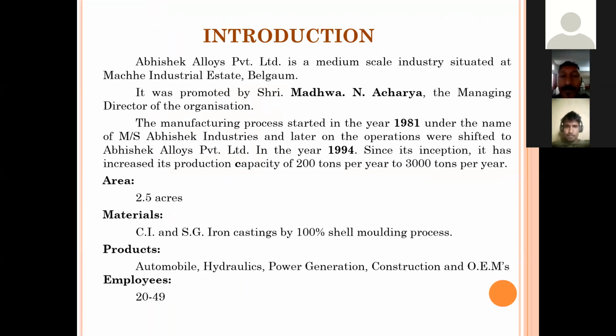Today, in the content, we will explain about the industry. First, we explain the introduction of the company. This company was started in 1981, promoted by Sir Mahadev N. Archaria, and they started with a production of around 200 tons. Then the production increased in 1994 up to 3,000 tons per year. The entire area of the company is 2.5 crore acre.